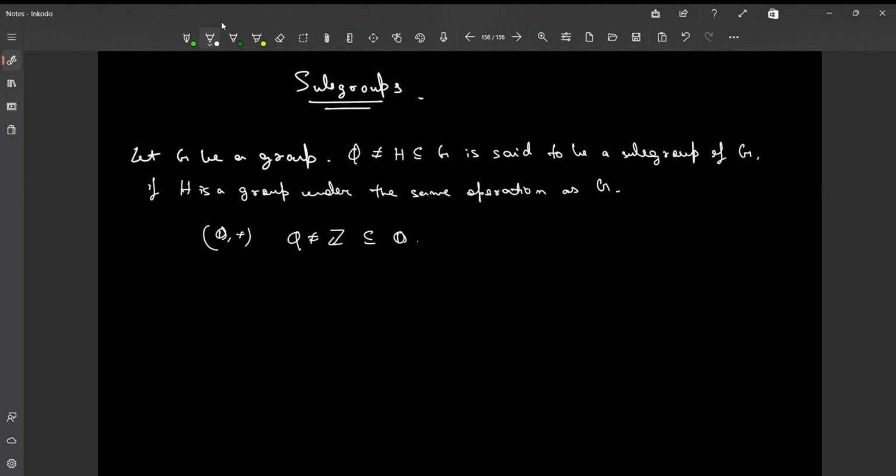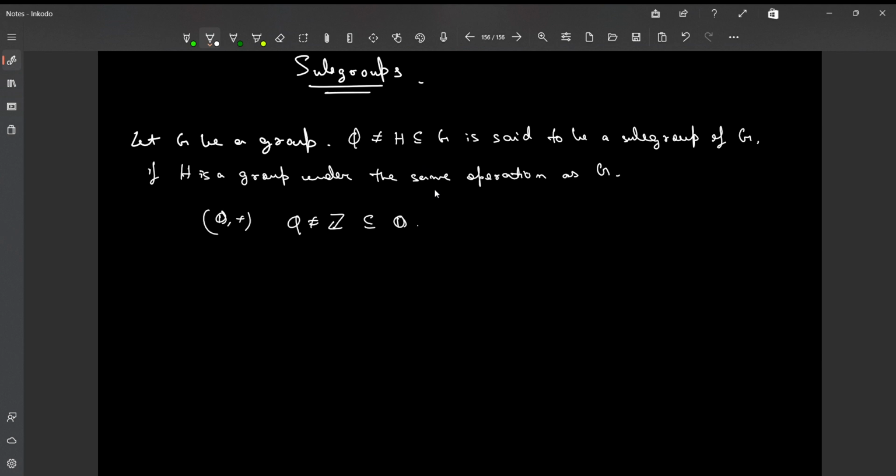Any object you study in future, a sub-object of that follows the same rule. It is exactly similar to the object you are studying, and the sub-object carries the same properties as the higher object. That's the sort of concept you have for a substructure, for a subgroup in this case.